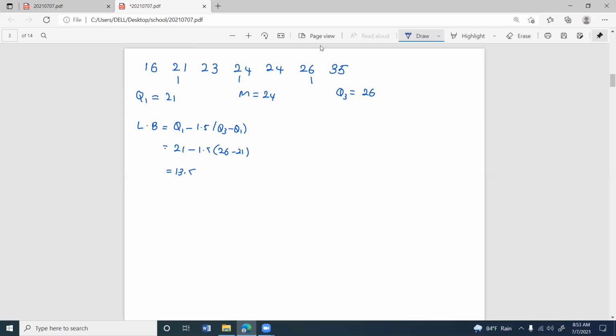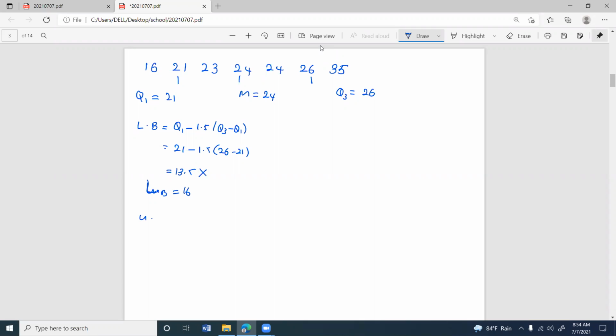Now look into the data set. What is the minimum value available in the data set? It's 16. Is it less than 13.5? 16, no. So what is the lower boundary? Tell me, what is the lower boundary? 16 is the lower boundary, not 13.5. No need of worrying about this 13.5 anymore, because the data available in the set is more than the minimum value, right? That's not a problem.